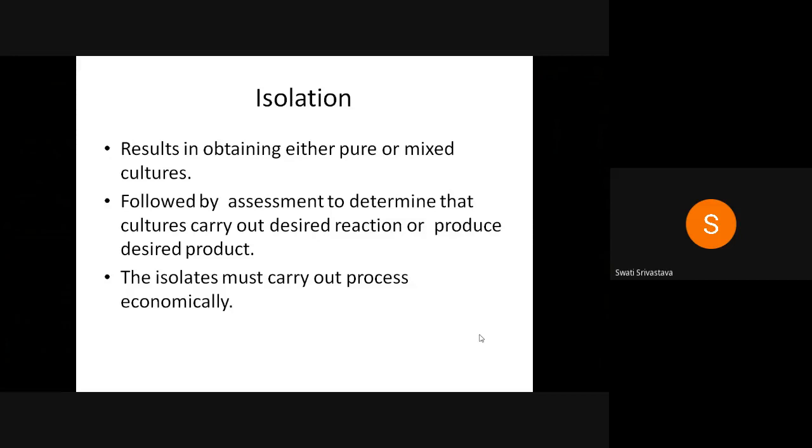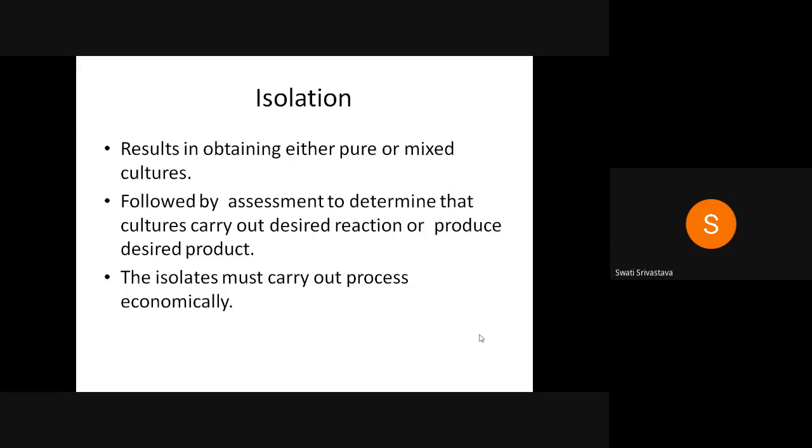Desired reaction, if you are hoping to carry out a lactic acid fermentation, then that particular organism should carry out the lactic acid fermentation reaction. If it has to produce an insulin hormone, then that particular organism should produce the insulin hormone. So you need to assess whether you have selected or isolated the strain that will give the desired reaction or the desired product.